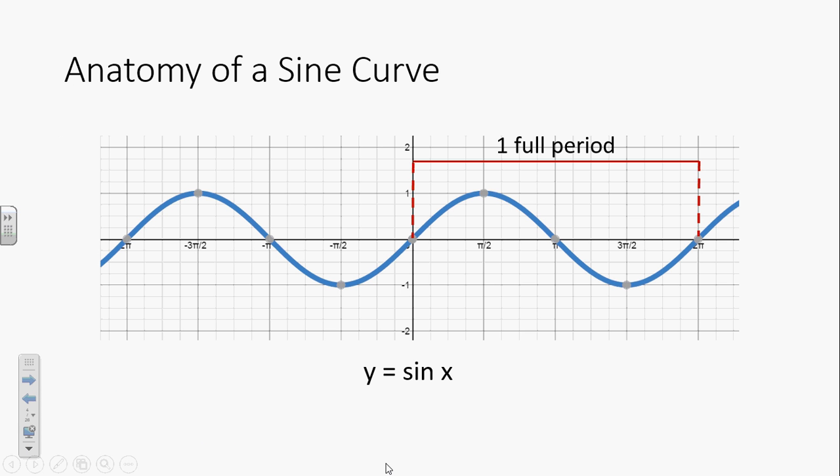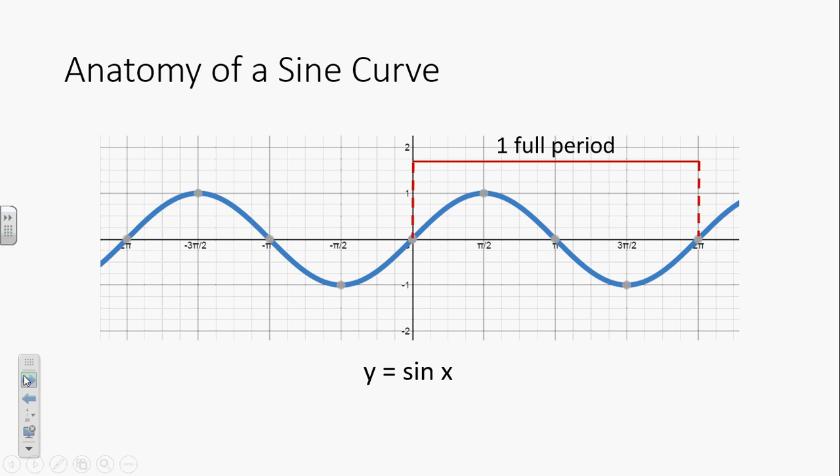So first of all, I need to talk to you about the anatomy of a sine curve. When we want to know how long it takes to get one full cycle from the beginning to the end before we start to repeat, we're talking about the period of that function. And in this case, for the sine, one full cycle is from 0 to 2 pi. Does that make sense? So the period of a sine wave is 2 pi.